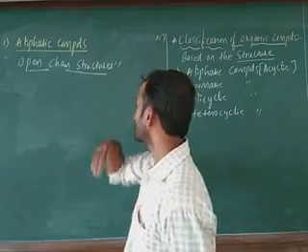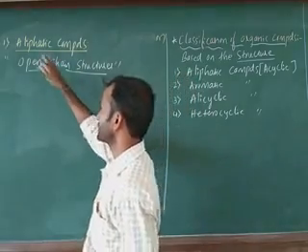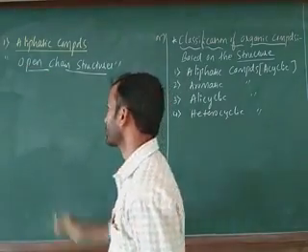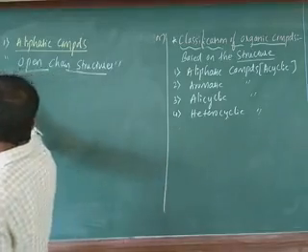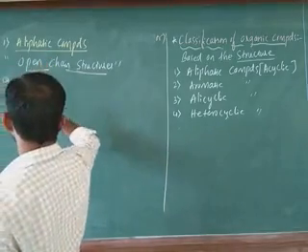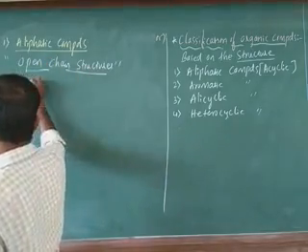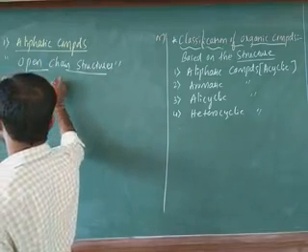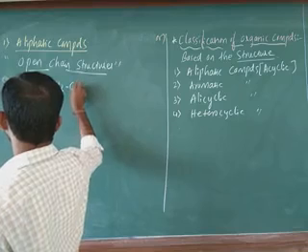These do not contain any smell, that indicates an aliphatic compound. Example for an open chain structure: here I am going to write CH3, CH2, next CH3.